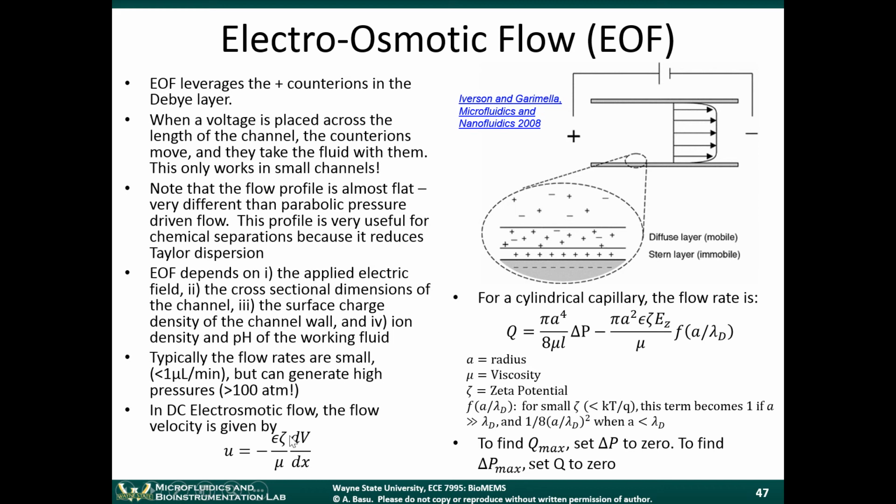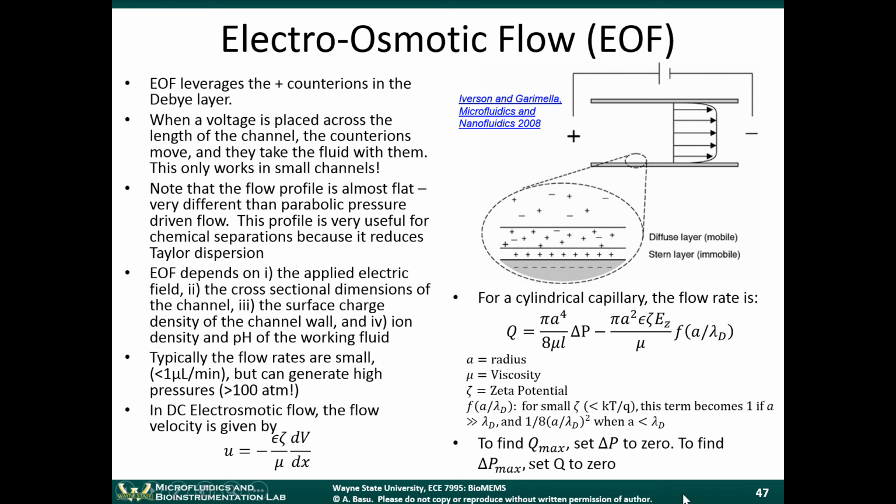So this zeta potential is very important. If you get a large zeta potential, you'll get electroosmotic flow. In materials where the zeta potential is 0, for example, PDMS on its own, the zeta potential will be close to 0, so you won't get very much flow on there. But if you treat the surface of the PDMS with some type of oxygen plasma, then you'll change the zeta potential, and you will be able to get some electroosmotic flow.